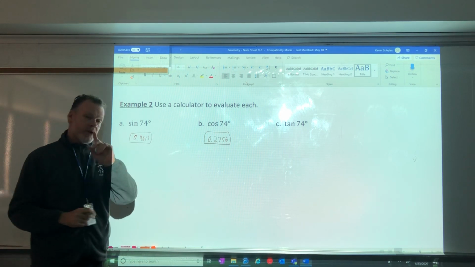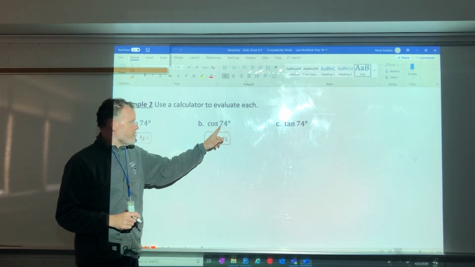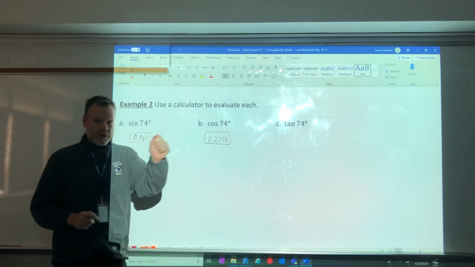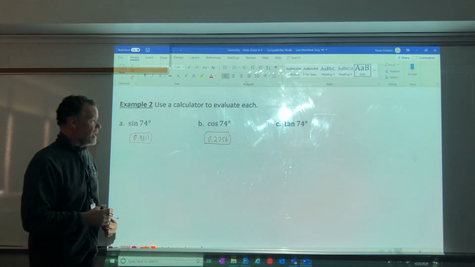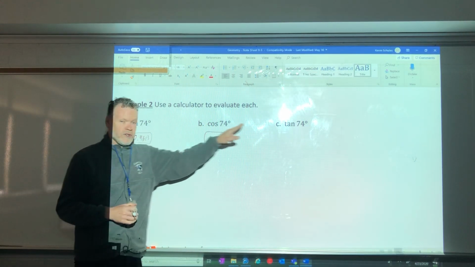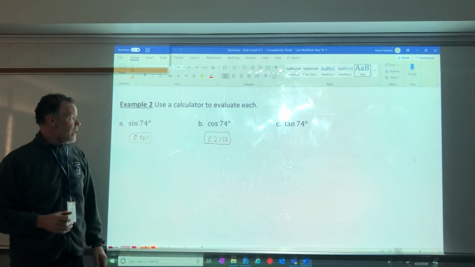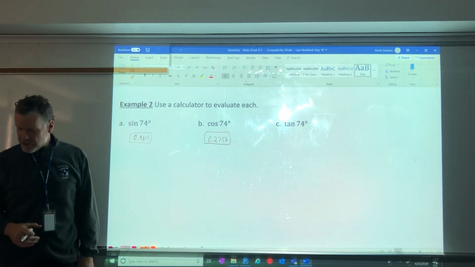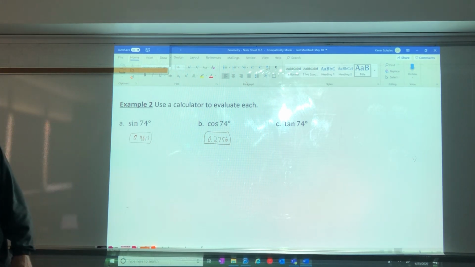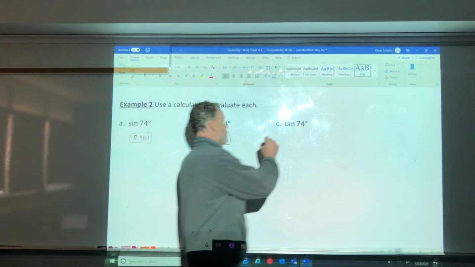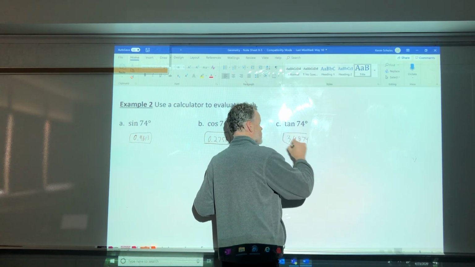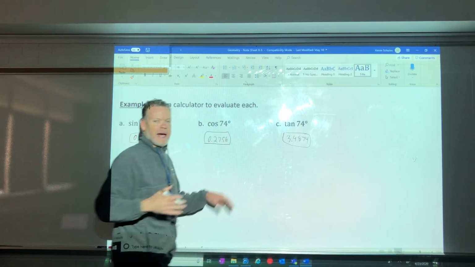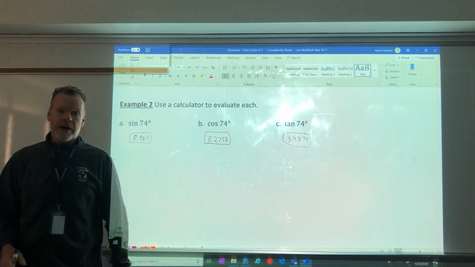Sometimes what you may have to do on some of them, you type in the number and then push either sine, cosine, or tangent. Like I said, some of the phones are different that way. But you can test it on these three. And then if we had tangent of 74 degrees, that's going to be 3.4874. So that's basically just a matter of using a calculator for all the problems that are like this.